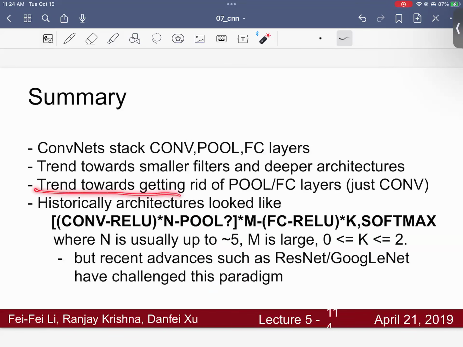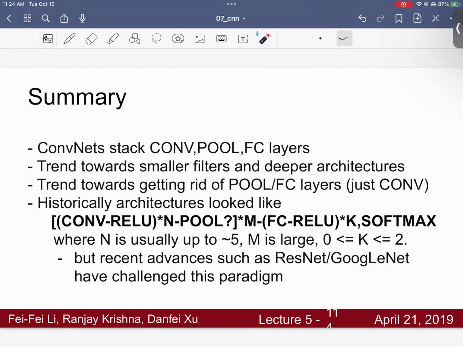Trends towards getting rid of pool and FC. I've talked about why we can get rid of pool, because we can replace that with stride, right? Also, getting rid of FC layers frees you from having to have a specific input dimension of your image.